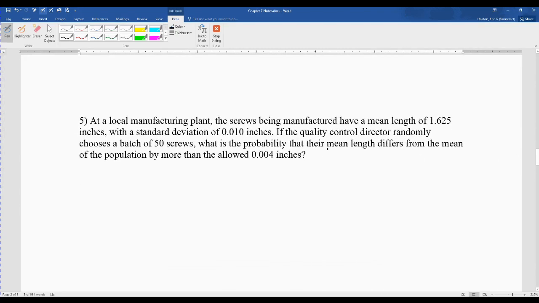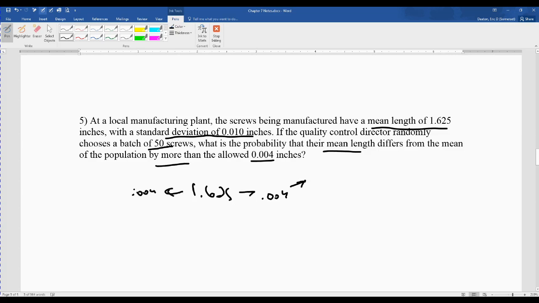Now let's do this one. A batch of 50 screws. We got our mean, standard deviation, more than 30. So that's the central limit theorem. Their mean length differs from the population mean by more than 0.004. So we get 1.625. So 0.004 and greater than, and then 0.004 and everything less than that too.